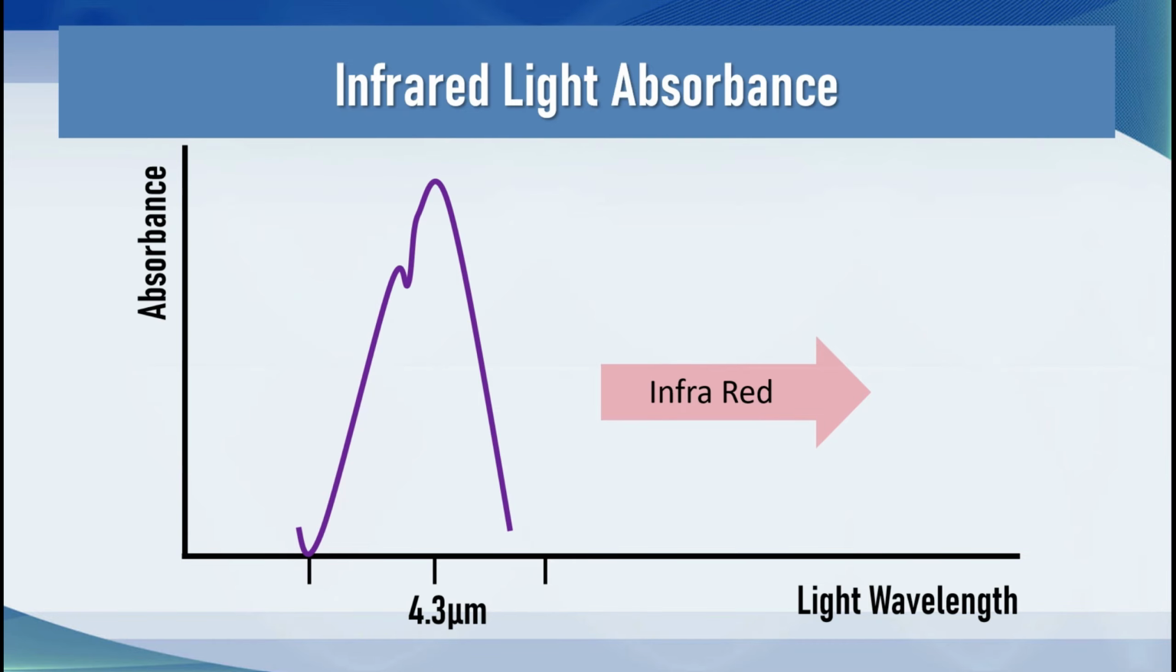Carbon dioxide preferentially absorbs light at 4.3 micrometers. That is 4,300 nanometers, high in the infrared spectrum. That is long wavelength light. Remember that different hemoglobin species absorb light in the hundreds of nanometers.